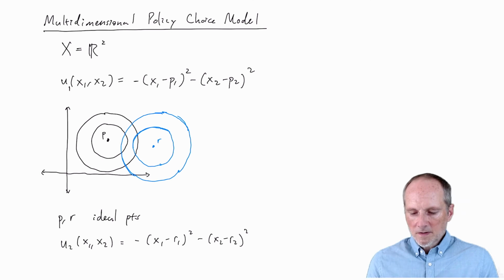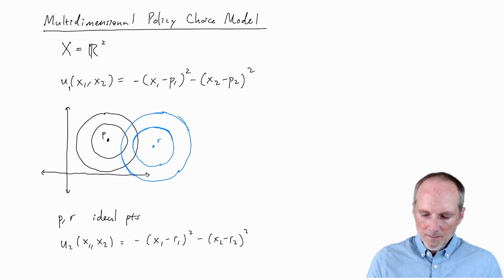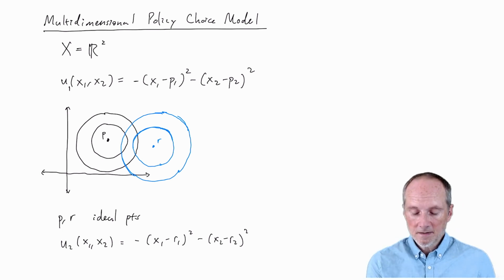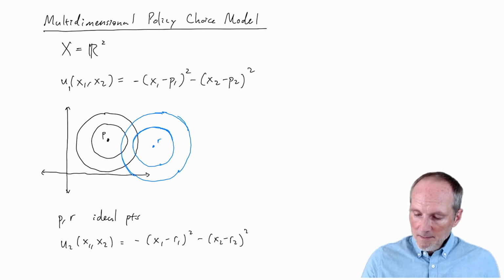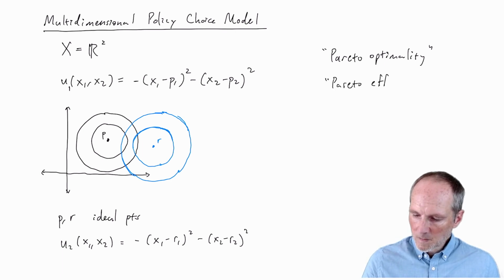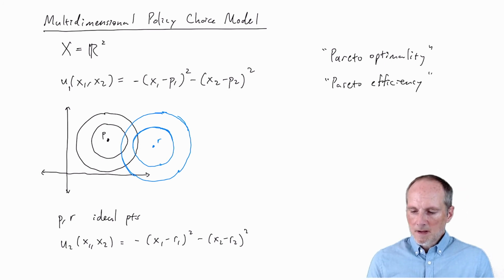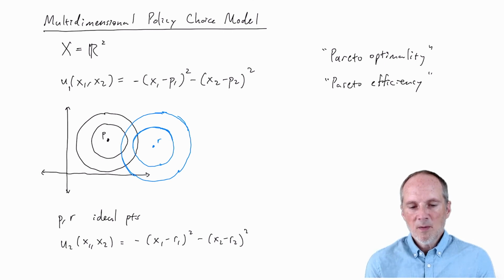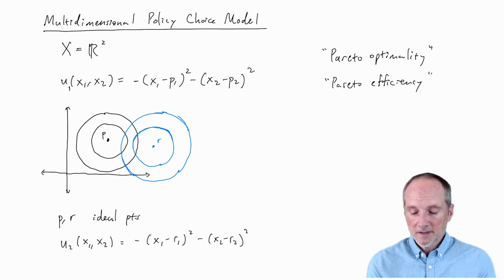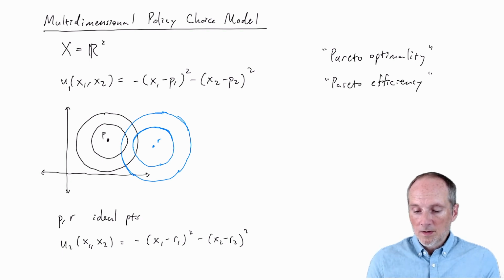So now I want to introduce a super important concept in political economy, in economics and political science. It's the idea of Pareto optimality. Maybe you've heard this term. An equivalent term is Pareto efficiency. It's a property of policies. That is, a policy can have this property or not. If it has the property of Pareto optimality, we say it's Pareto optimal or Pareto efficient. We'll say that a policy is Pareto optimal if there's no way to make one person better off without hurting someone else.